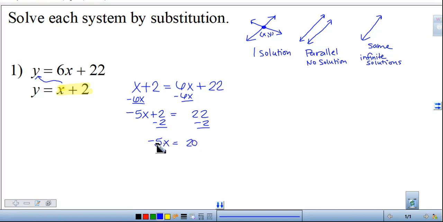Final step. Since negative 5 is multiplied times x, I do the opposite operation to get rid of it. I'll divide by negative 5. So x is equal to negative 4.